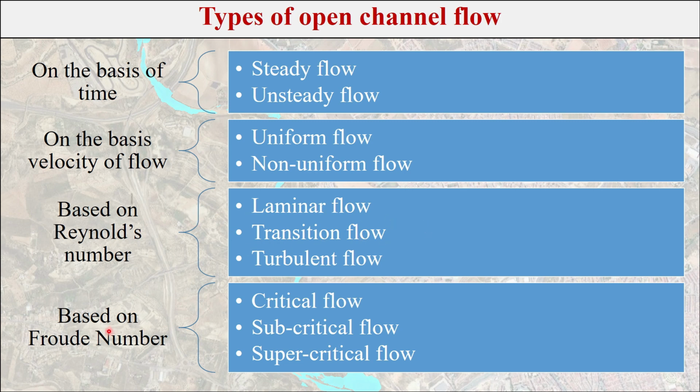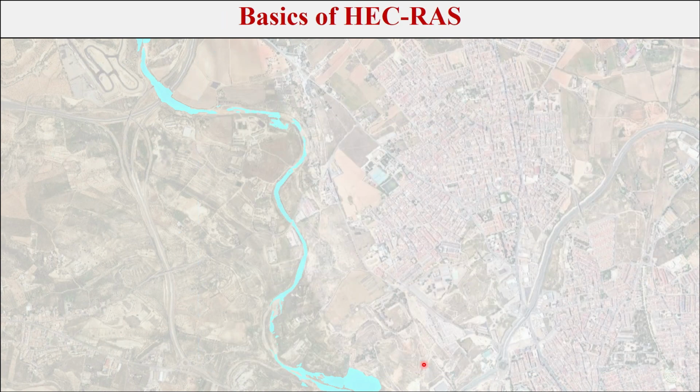And also, based on the Froude number, we can divide the flow into three types: critical flow, subcritical flow and supercritical flow. In critical flow, the Froude number is exactly equal to 1. But in subcritical and supercritical flow, the Froude number is less than 1 and greater than 1 respectively.